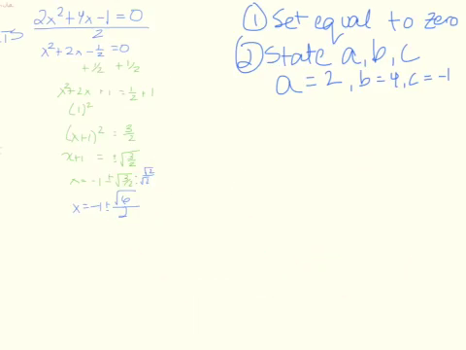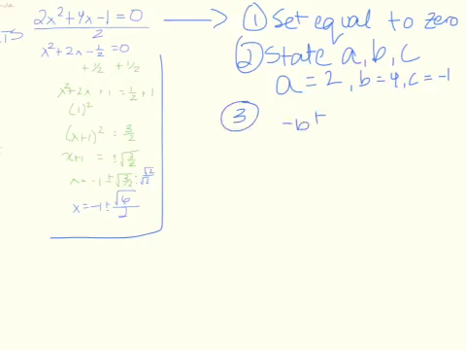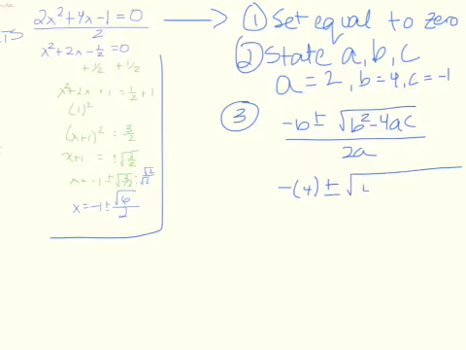So we are currently, this was a completed the square problem, and we are now using the quadratic formula to do this. Step 3, substitute in the quadratic formula and simplify. So negative b plus or minus the square root of b squared minus 4ac all divided by 2a. We're going to substitute each piece. So negative of 4 plus or minus the square root of 4 squared minus 4 times 2 times negative 1, all over 2 times 2.